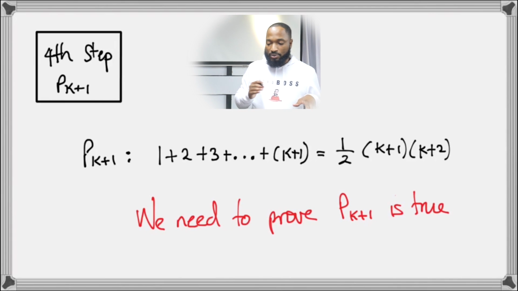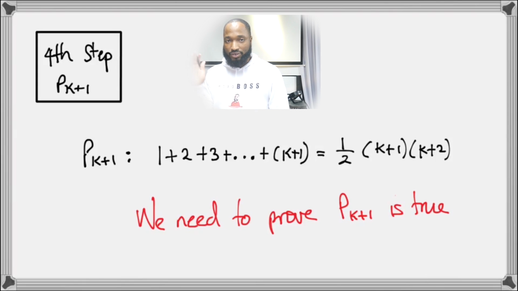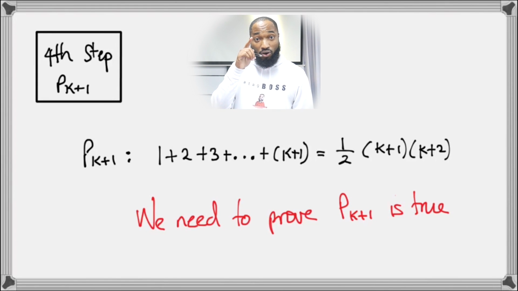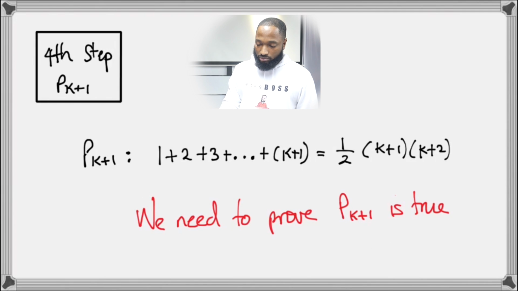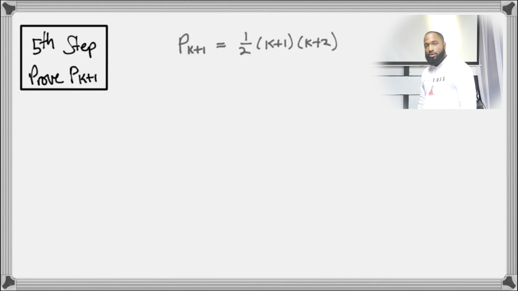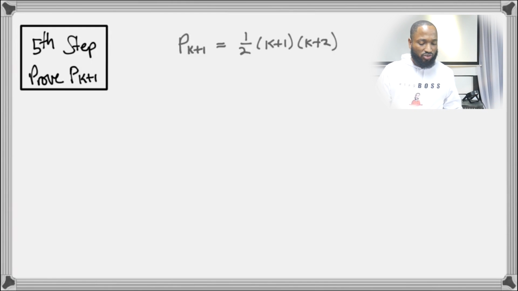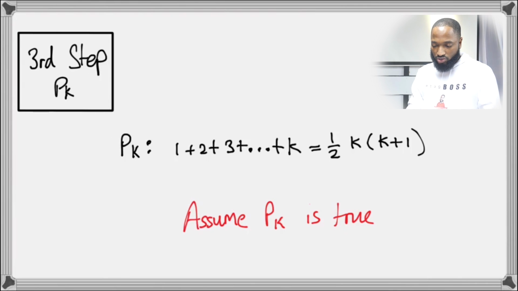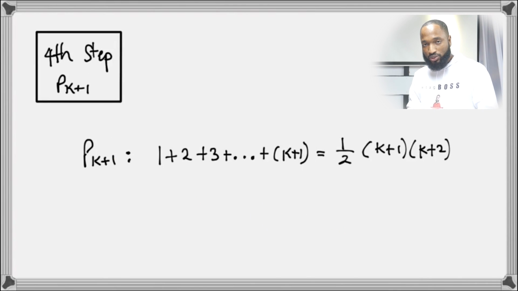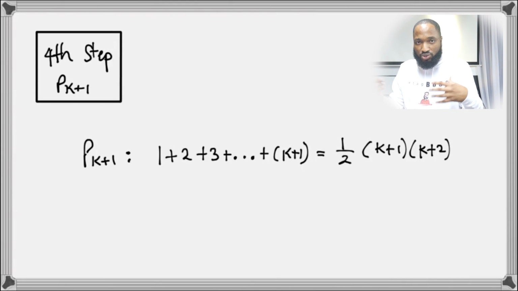Alright, so we need to prove P(k plus 1) is true. Remember, everything in red you'll always be writing. It doesn't matter whatever the problem is, in your exam, you will be writing this. Alright? So in the fifth step, we want to prove P(k plus 1) is true, so long as P(k) is true. Remember, we assumed that P(k) is true. So now we need to prove that P(k plus 1) is true, given that P(k) is true, which is an assumption.